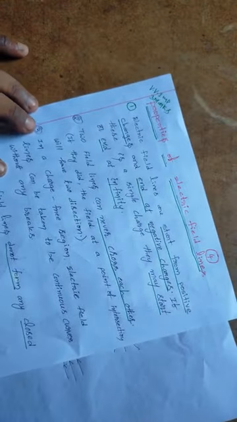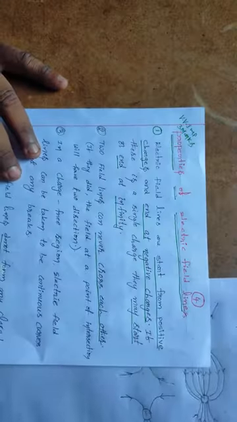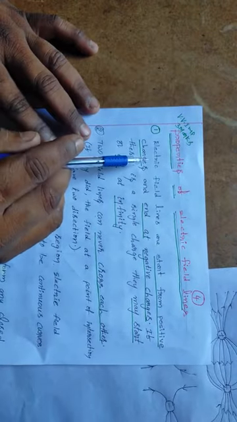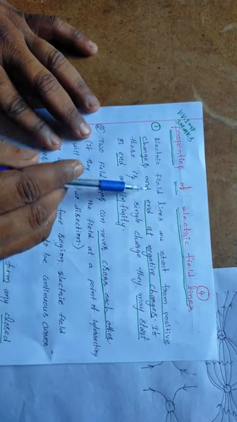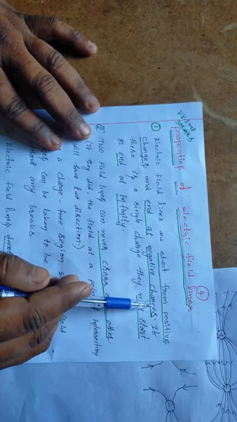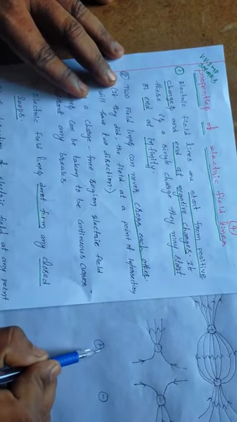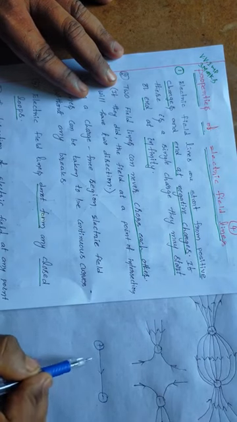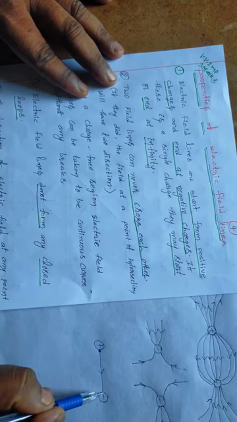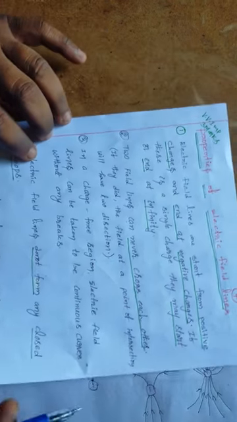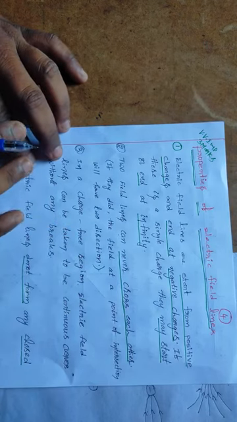You just see here. Very first one, what is it? First point: electric field lines start from positive charge and end at negative charge. Already we have studied electric field lines start from positive charge and end at negative charge. See here, electric field line begins at positive charge, ending at negative charge. That's why this point is the property of electric field lines.